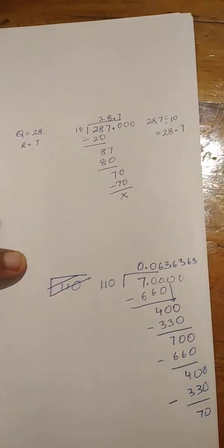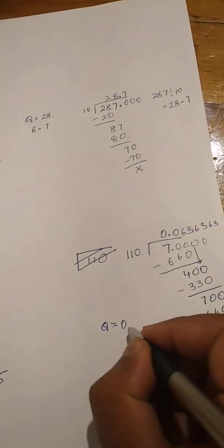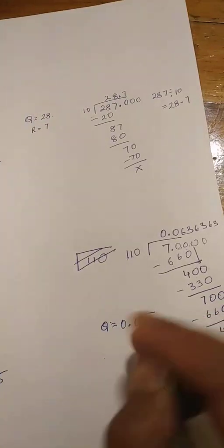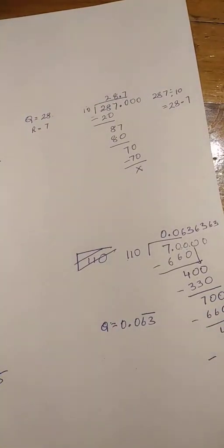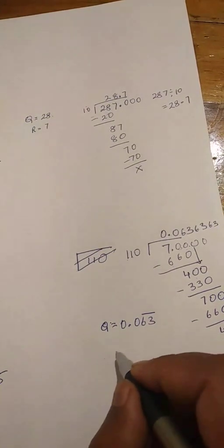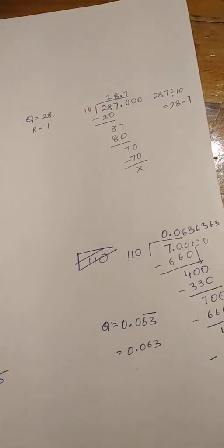If you get this kind of a thing, the quotient can be written as 0.063 repeating. This bar means this keeps repeating, 63, 63, 63, 63. Or if the question says write it to 3 decimal places, then we can say simply it is equal to 0.063 if the question says to 3 decimal places.